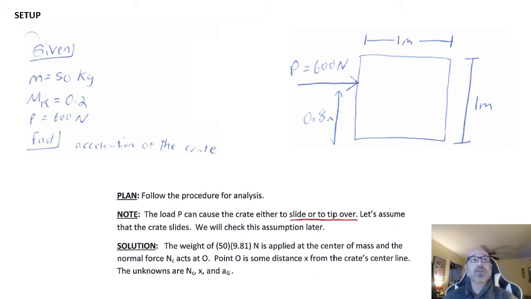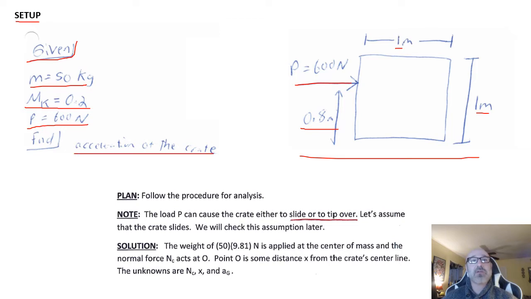Now that we've had a chance to read through the problem statement and look at the initial diagram, the next thing we want to do is create our setup page. We have a lot of information given in the diagram and the problem statement. Our given values are mass equal to 50 kilograms, coefficient of kinetic friction mu sub k equal to 0.2, and external load equal to 600 newtons. I redraw a simplified version of the diagram with the two main dimensions, the external load, and the distance off the ground. Again, they want us to find the acceleration of the crate.